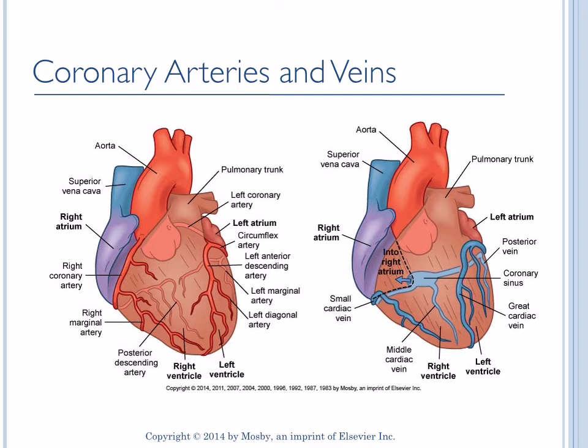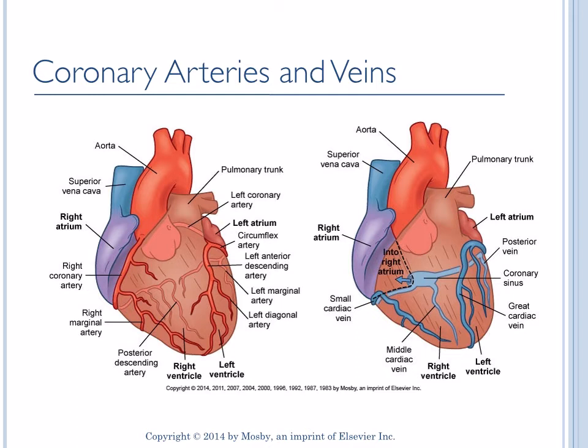The right coronary artery also arises from the aorta. So the left coronary artery is coming from the aorta, and the right coronary artery also arises from the aorta, and its branches supply the right atrium, the right ventricle, and a portion of the back wall of the left ventricle, or the posterior wall of the left ventricle.